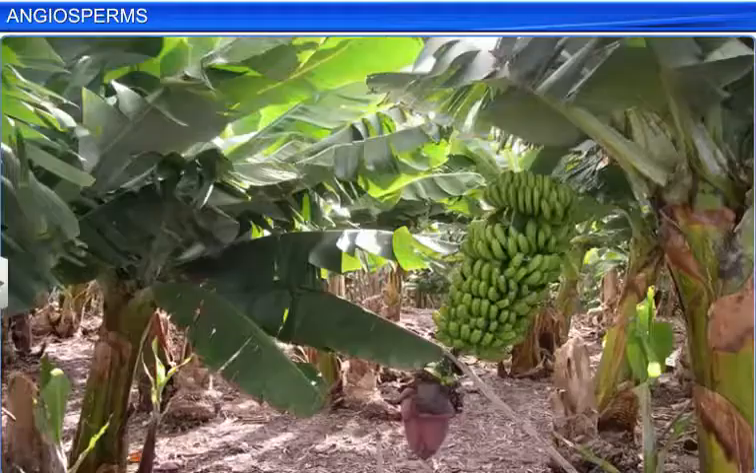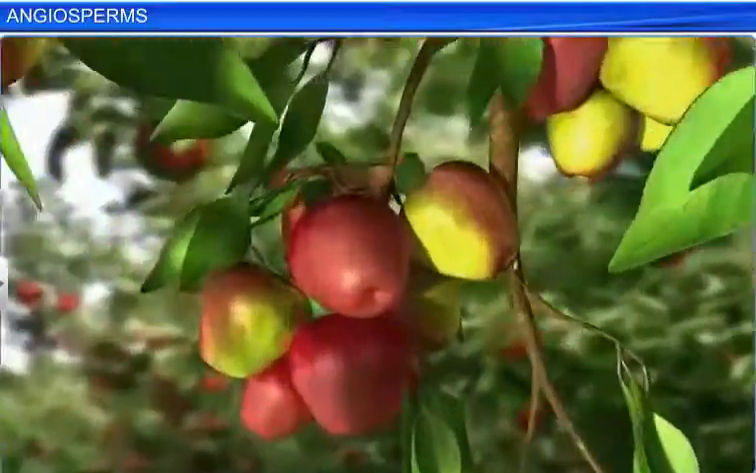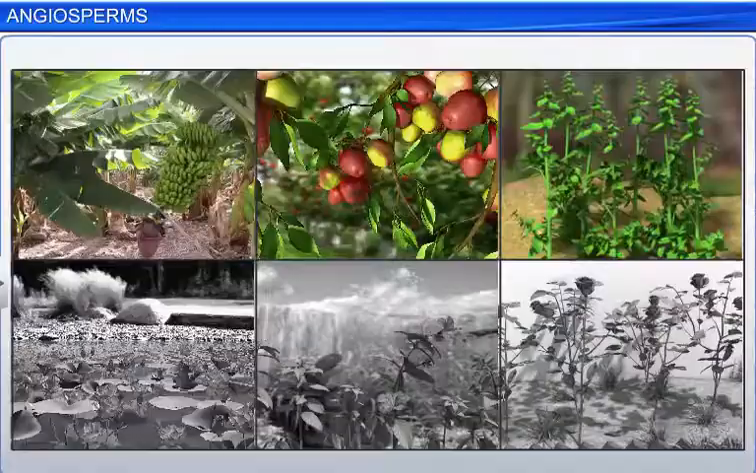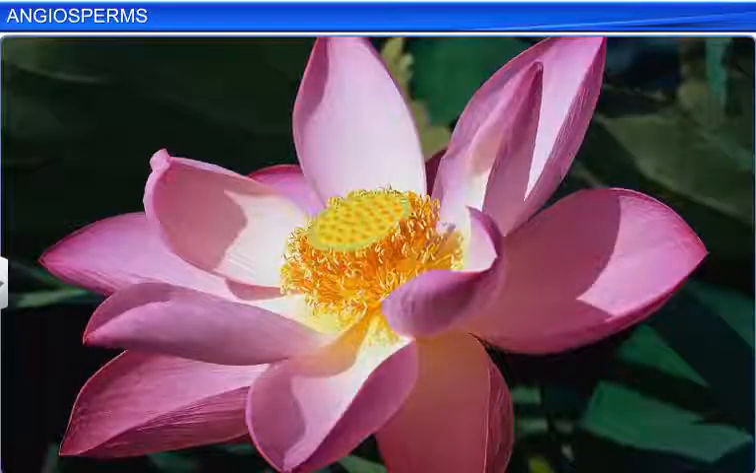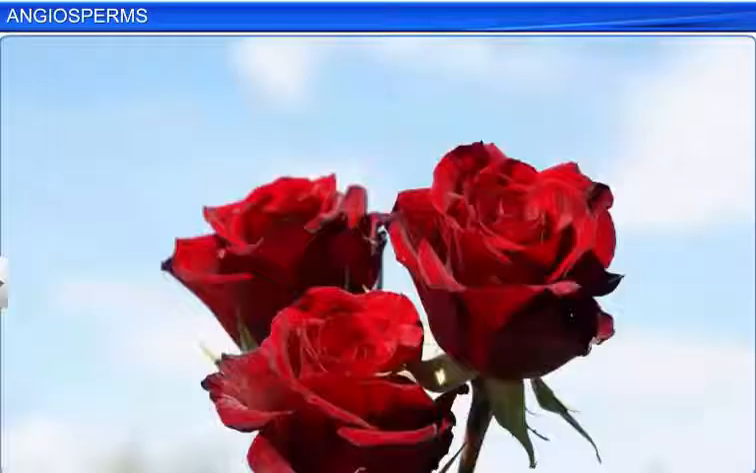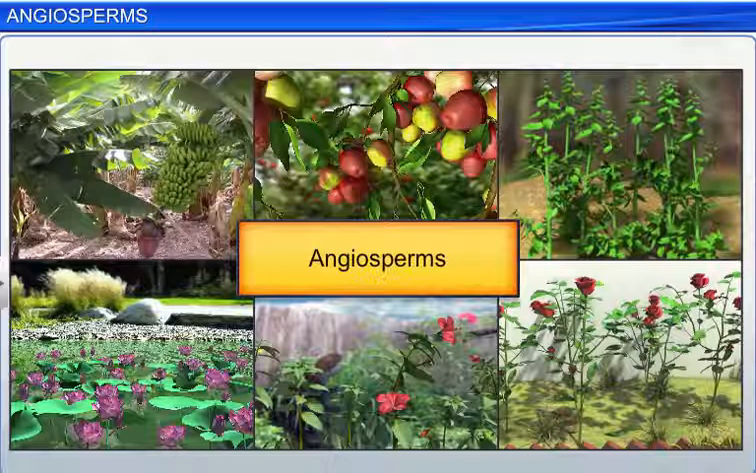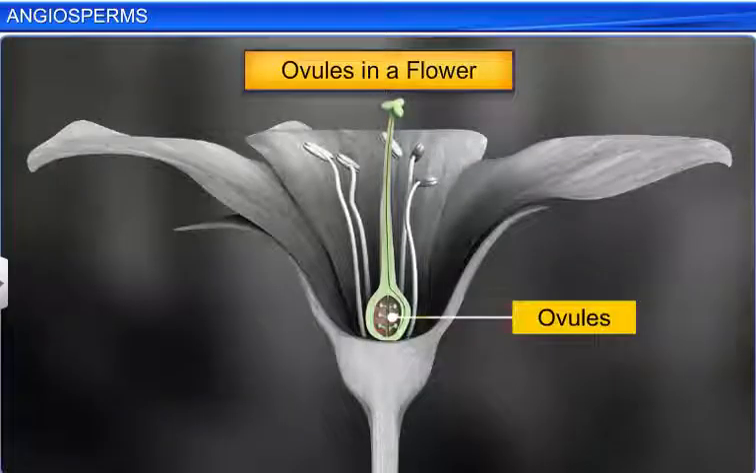You must have come across banana plantations, apple orchards, or herbs such as basil. You may have also seen flowers such as lotus and roses growing in ponds and gardens. All these are species of flowering plants, also called angiosperms. These are plants in which the ovules develop inside the flowers.